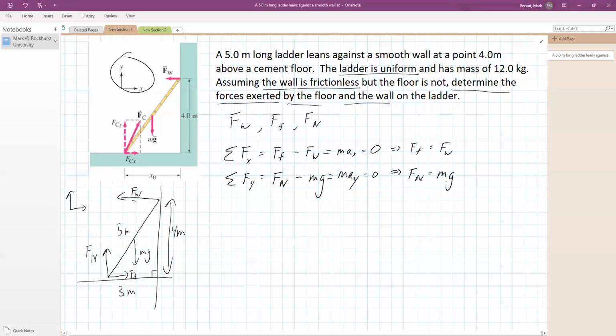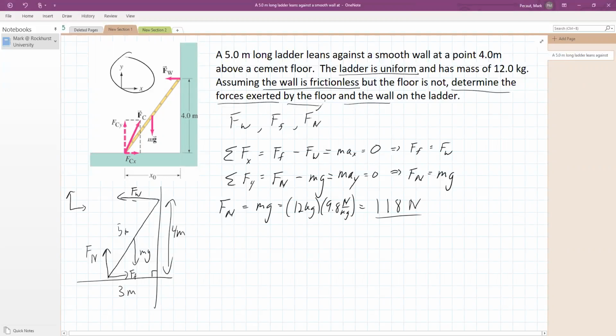Okay, so that's great, but I still don't know what these are. I guess I know what the normal force is. The normal force is equal to mg, but mg is equal to 12 kilograms times 9.8 newtons per kilogram. And that gives me, let me just compute that real quick here. That's going to be, I'm going to round this off, 118 newtons. Okay, so we've got this one, the normal force, that's 118 newtons.